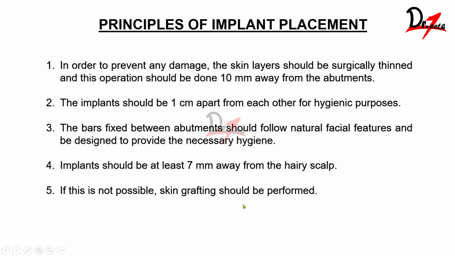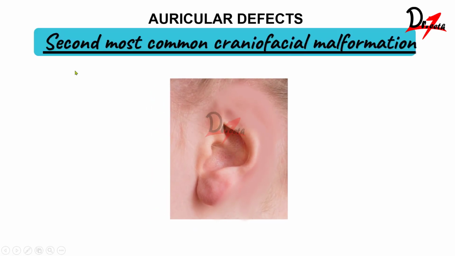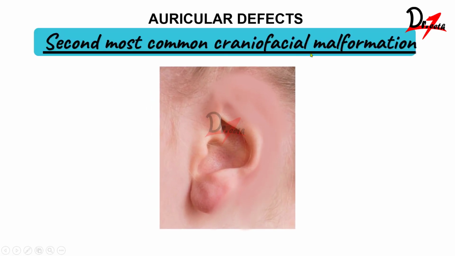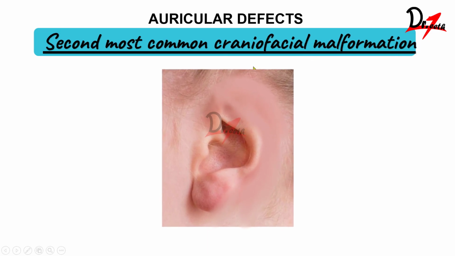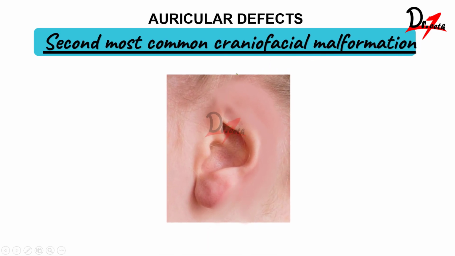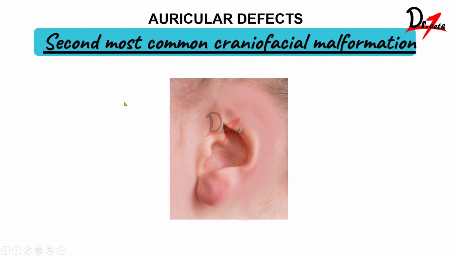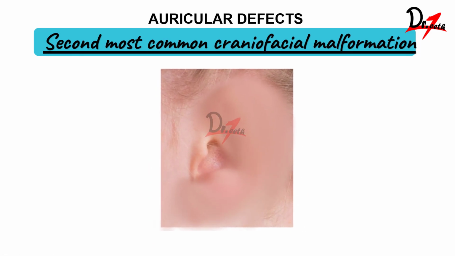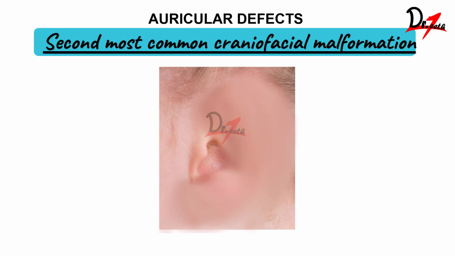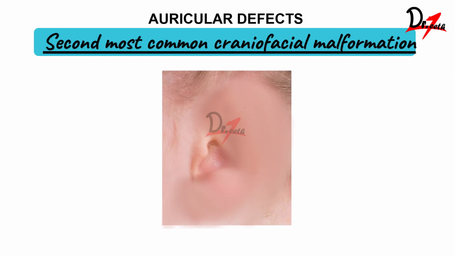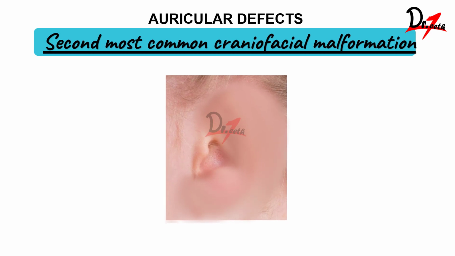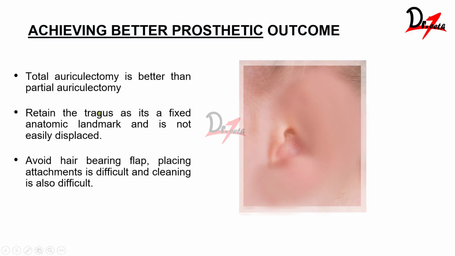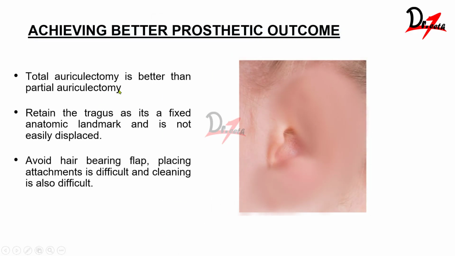Now, auricular defects are the second most common craniofacial malformation. If we have a small auricular defect, it can be corrected surgically. But in case we have a large surgical defect, it is very difficult to establish the intricate ear anatomy. Therefore, prosthetic options are better for extensive defects. Now, how can we achieve a better prosthetic outcome?